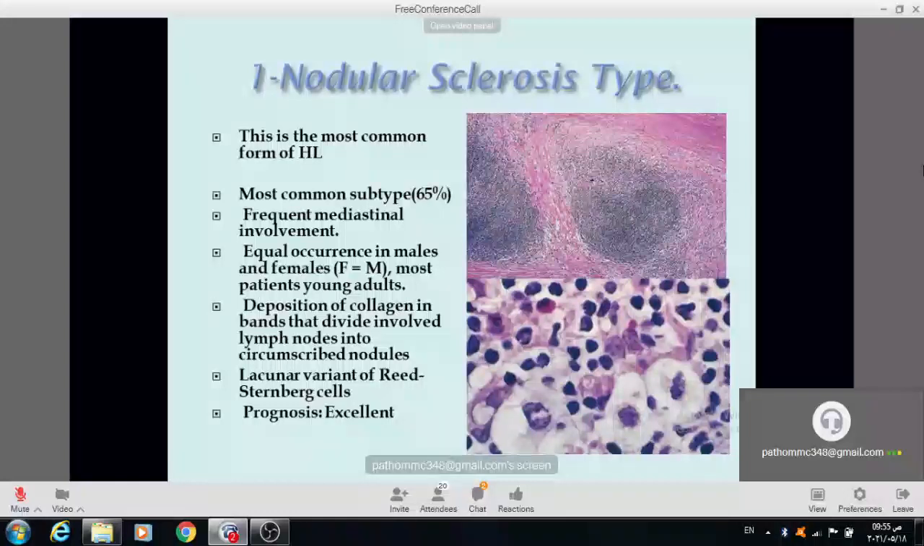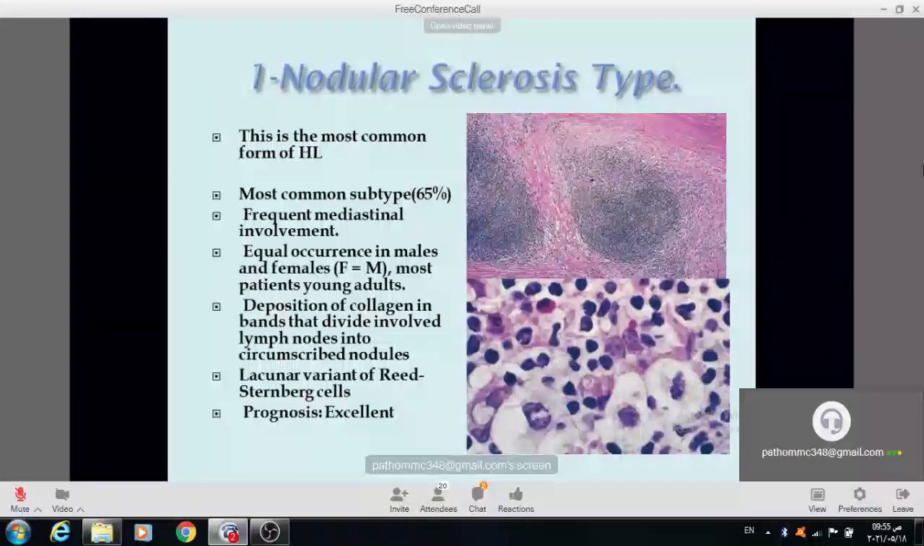The other subtype we call mixed cellularity subtype. See, this is the classical RS. They have two nuclei and a clear zone around the nucleoli, and we also have abundant cytoplasm. We can see these two nuclei, they are mirror images of each other. And when we have a mirror, this half is exactly the same picture as the other half.